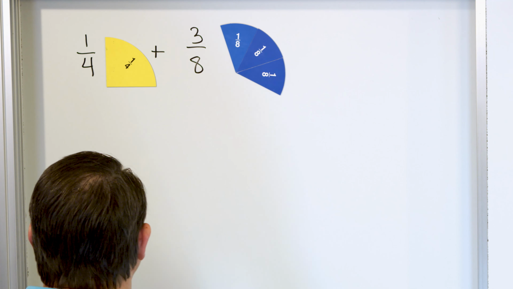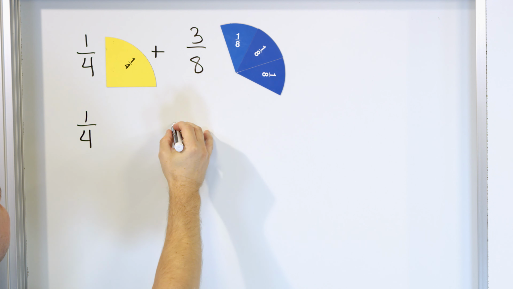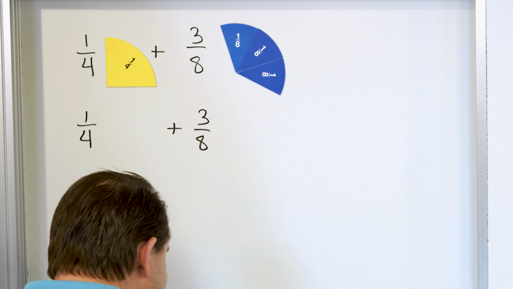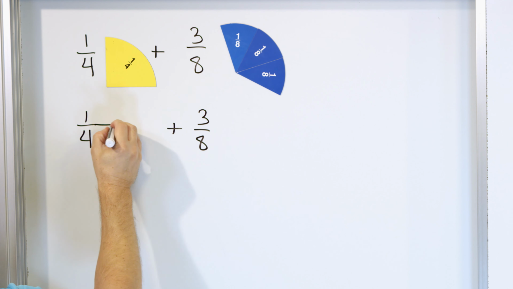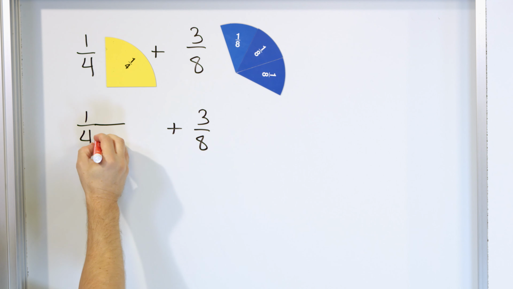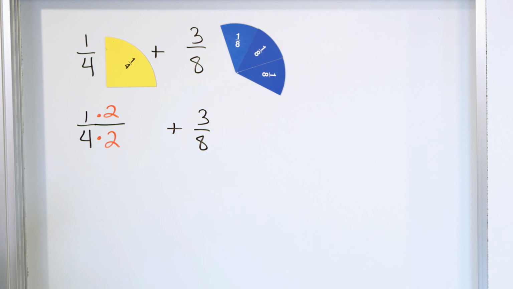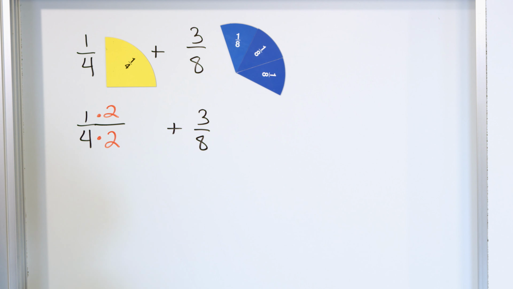In this case, our original fraction is 1/4, and we're adding to it the fraction of 3/8, right? Now, how can we change this fraction? It's originally 1/4. How can we make it have the same denominator as this one over here? Well, we're free to do what we want. We're going to multiply the bottom by 2, and then that means we have to multiply the top by 2 to maintain balance. 4 times 2 is 8, and then we will have the same denominator.